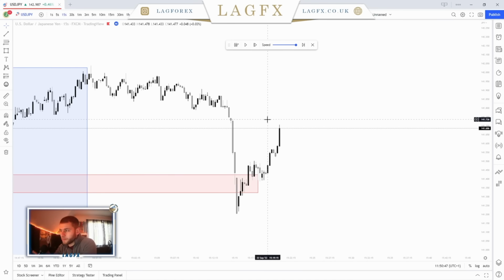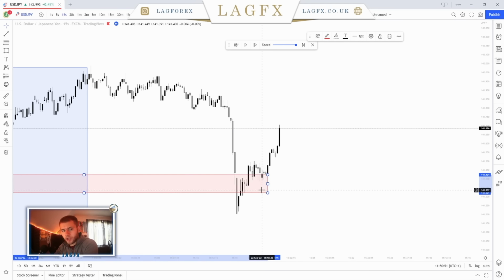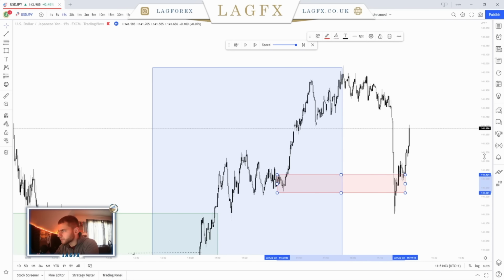No real entry confirmation. Each time we tap into a zone, there's not always going to be confirmation. So this is where the strategy does have its flaws, because not every single time we tap into a zone is there going to be a clear confirmation or a clear reversal in the market. In this case, there hasn't been.